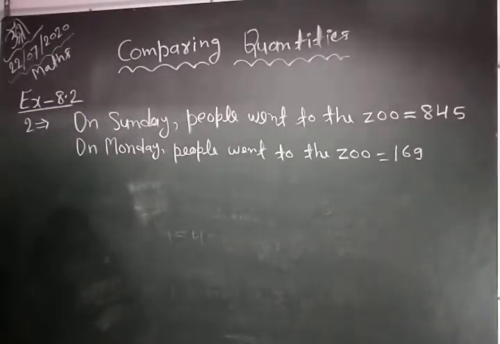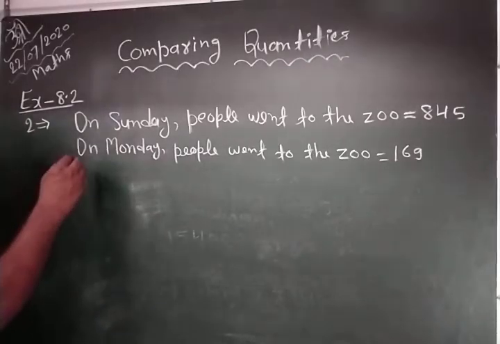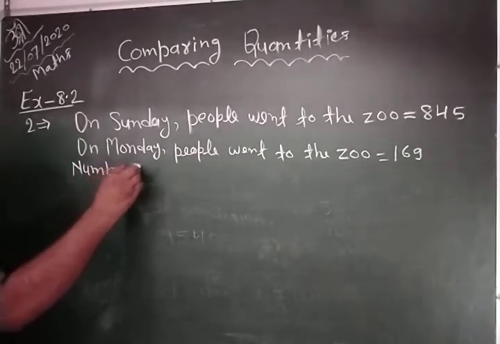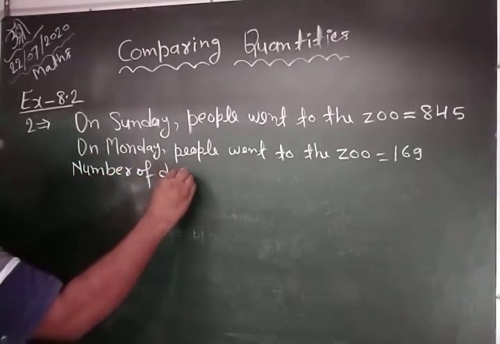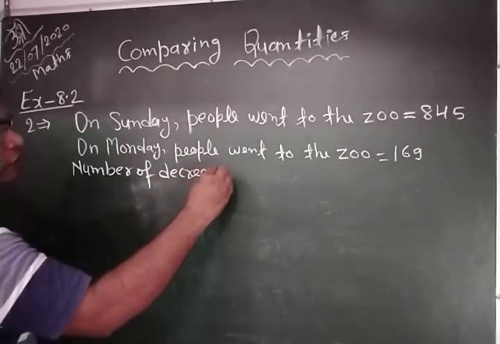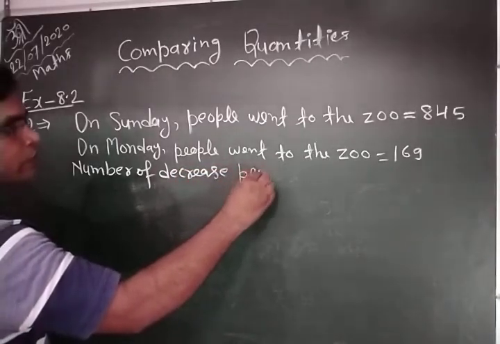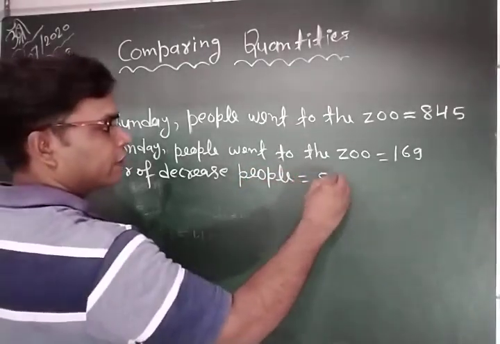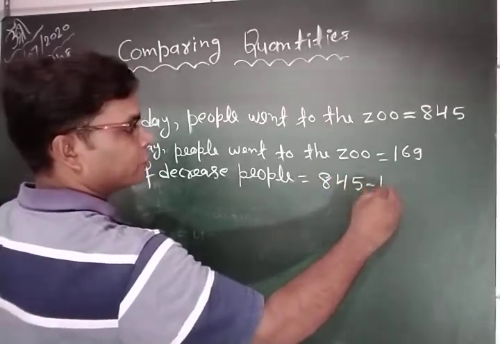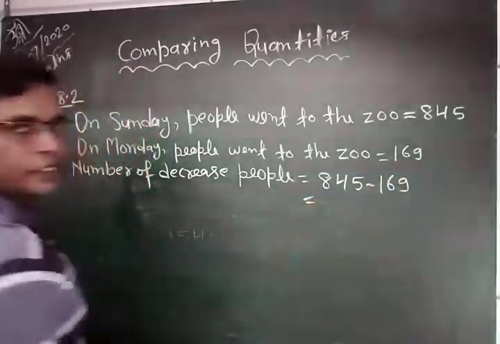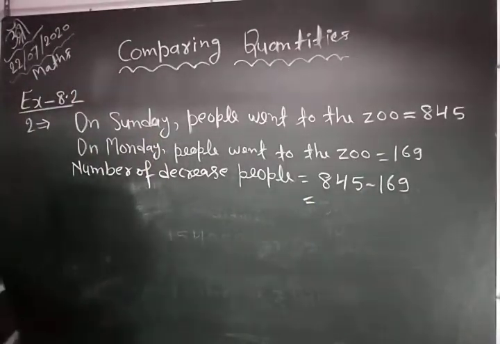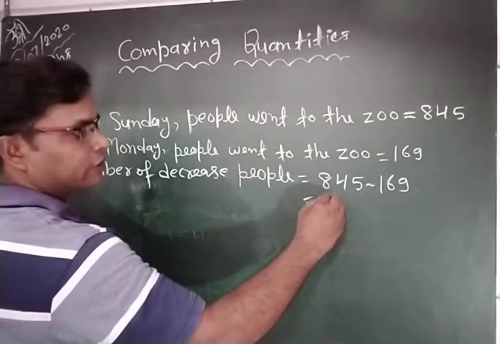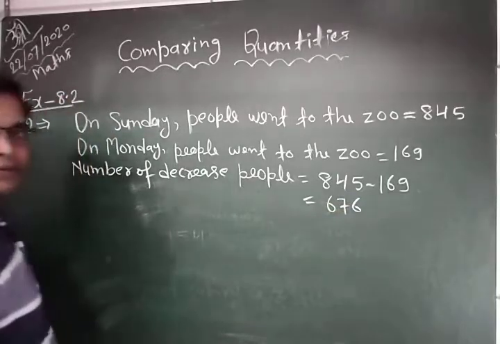So the number of decreased people, we find the number of decreased people. The number of decreased people is equal to 845 minus 169 is equal to, this becomes 676. Clear?